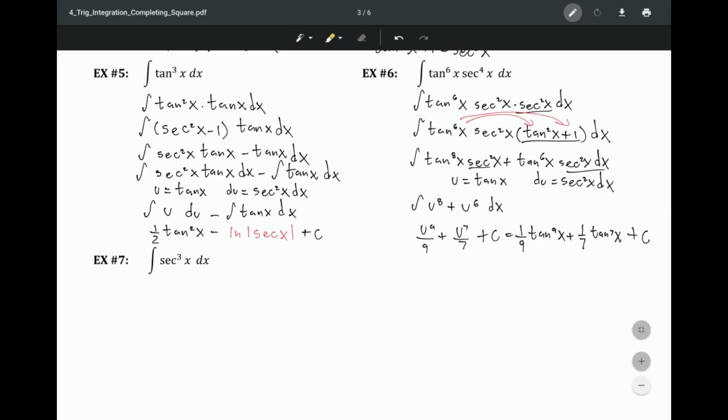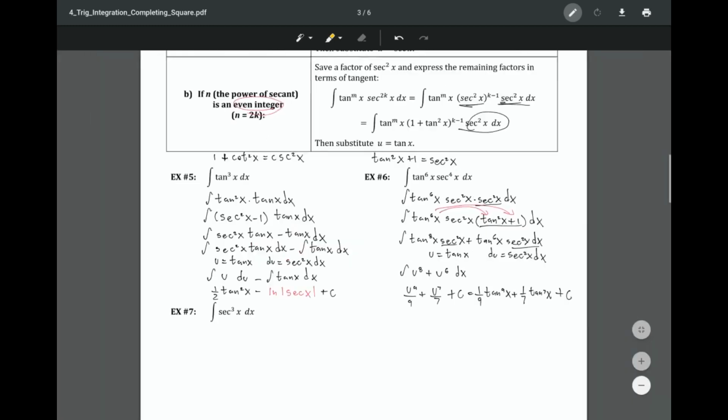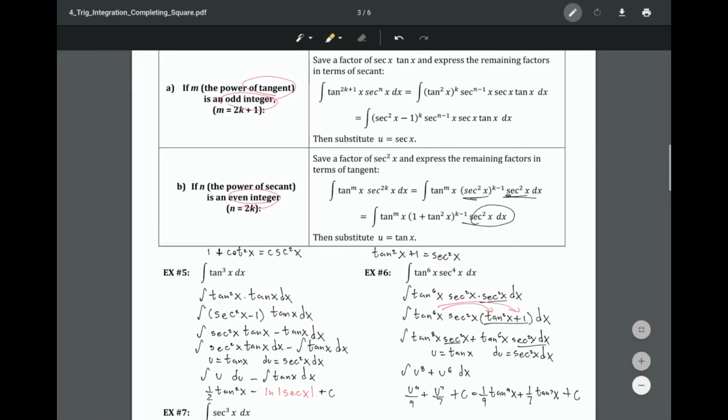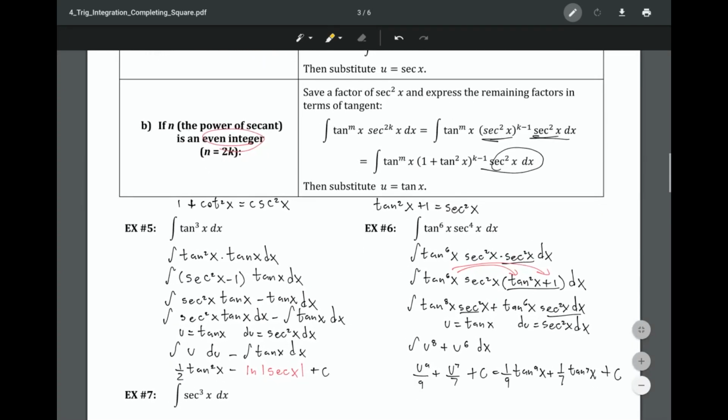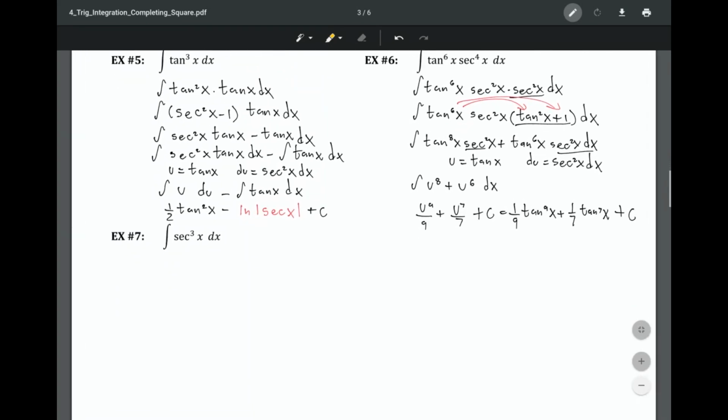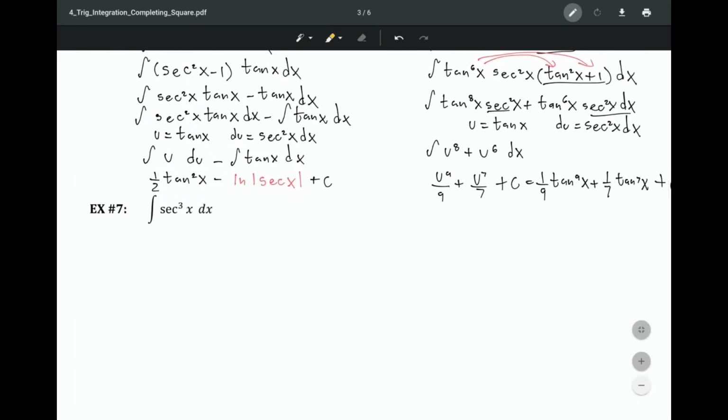Okay. Now let's go ahead and move on to example number 7. Now on this one, let's see if there's any idea here. There's really no guidelines on this, and you'll see why. I actually tried to do it the way that they did it. So this one doesn't actually fit any of that criteria that I have above on the page. I don't even have a tangent function here, so it doesn't even apply. And the power of the secant happens to be odd and not even. All right, so that doesn't really apply to this.